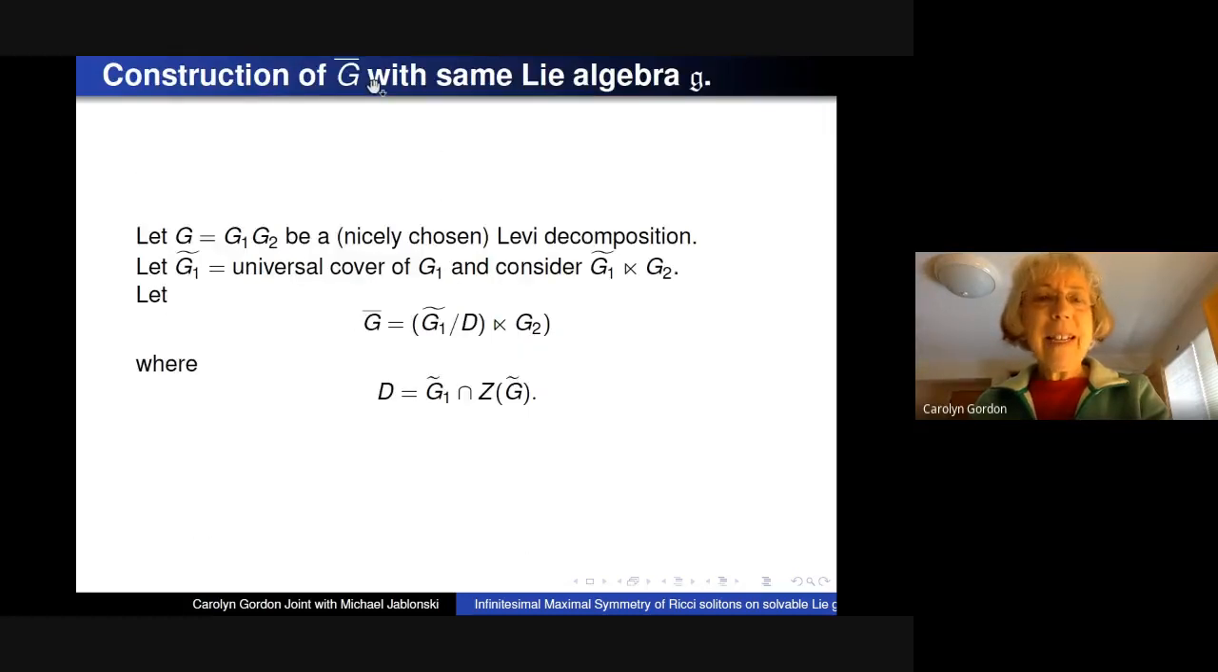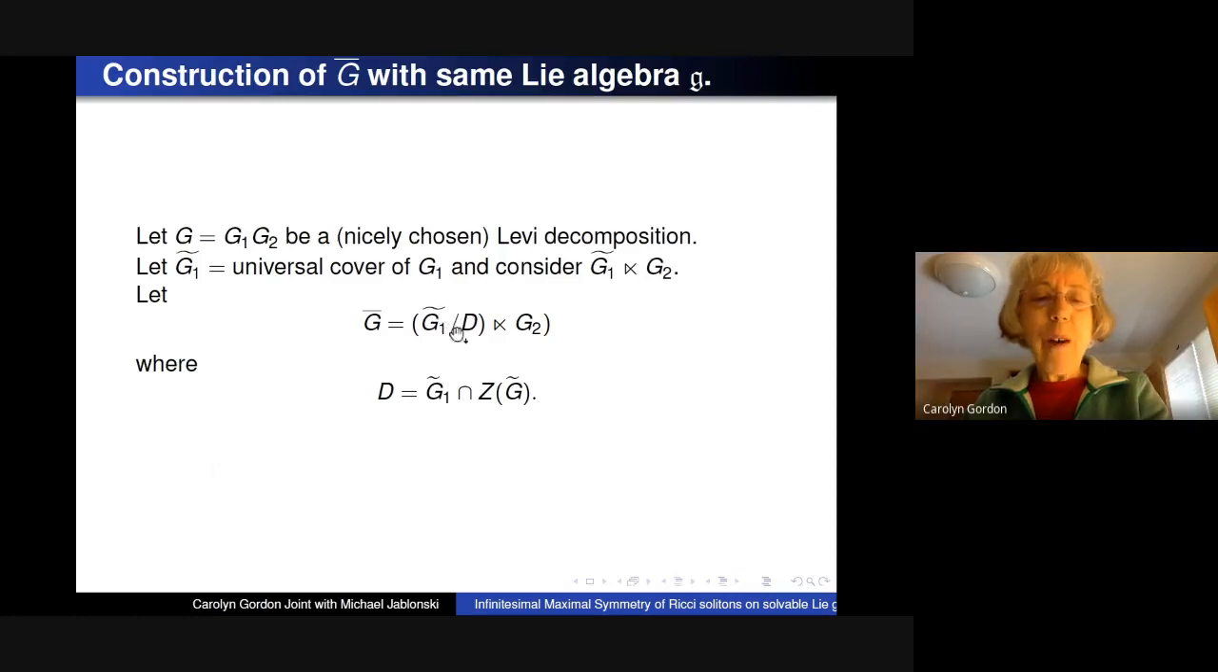So to get the nicer G bar with the same Lie algebra, start with a nicely chosen Levi decomposition, take the universal cover G1 tilde, then you get a new Lie group, G1 tilde semi-direct product G2 with the same Lie algebra, mod out by the full center of G1 tilde, which is discrete, and then this will give you your new Lie group. This is exactly what we did in the three-dimensional case. In that case, this would be PSL2R.